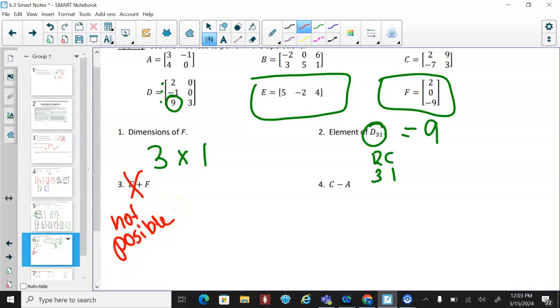Okay, not possible, because again, E is 1 row by 3 columns, and F is 3 rows by 1 column. So we cannot add them or subtract them together.